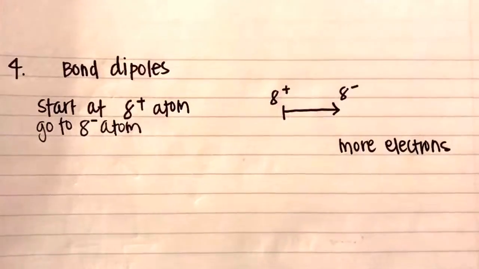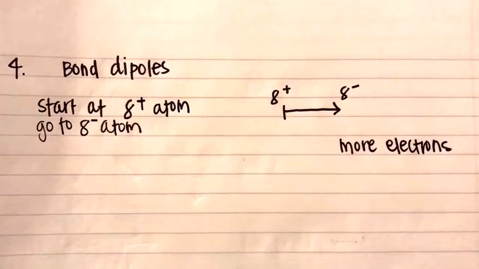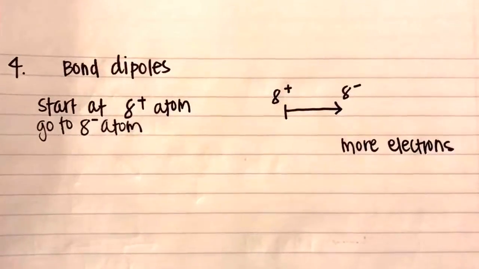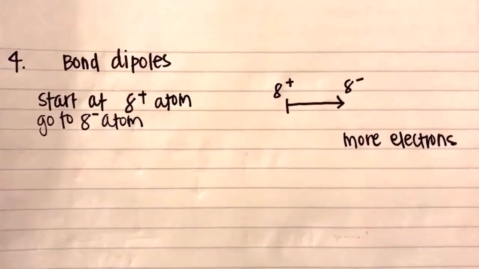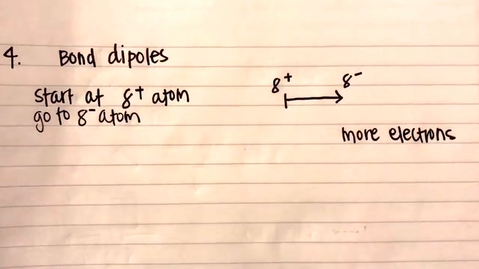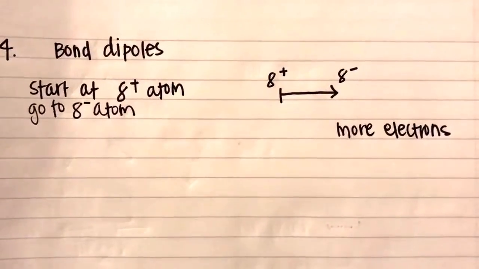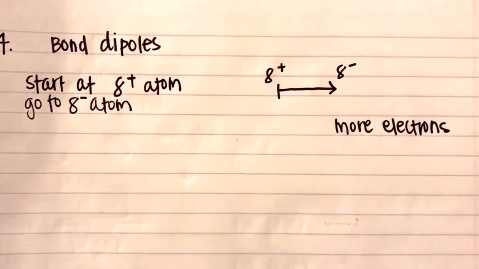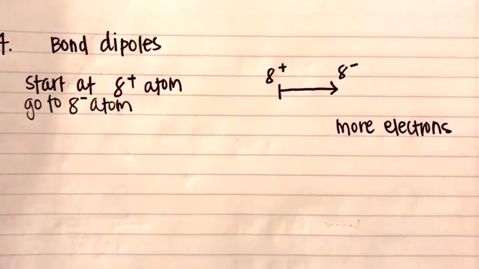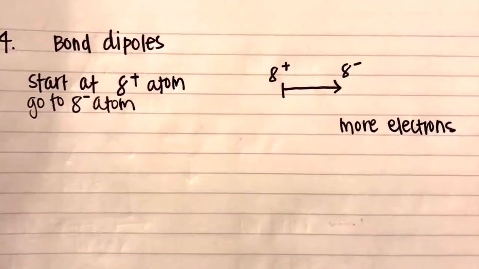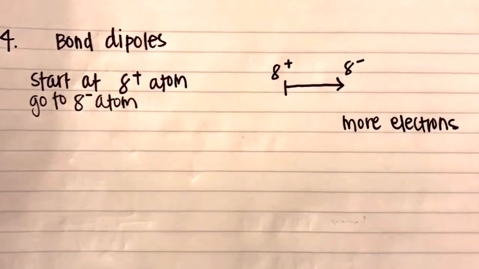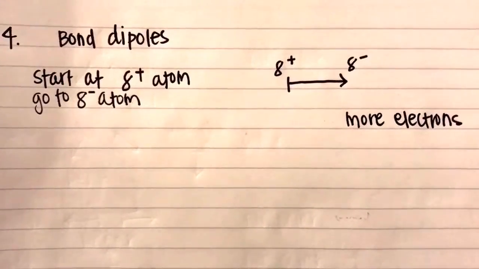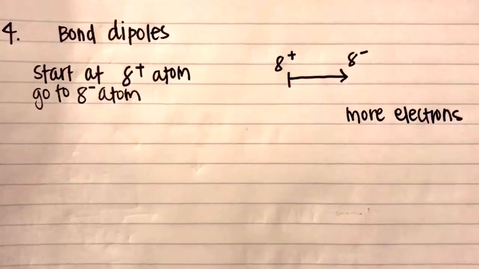Another common mistake is made with bond dipoles. Bond dipoles will start at the atom with the partial positive and go to the atom with the partial negative. The head of the arrow will be facing towards the atom with the partial negative charge. This atom will receive more electrons because it has a higher electronegativity and wants more electrons.